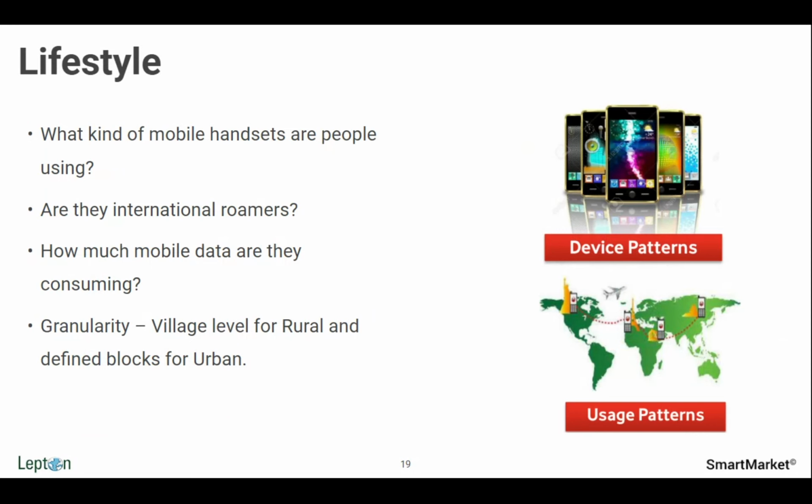Lifestyle data: these are the parameters which actually help in understanding the affluence of a location. Lifestyle parameters can be the kind of mobile handsets which people in a location have, the total number of people within a locality who are international roamers, and the amount of mobile data getting consumed in a locality. This data is available at rural and block level for urban areas.